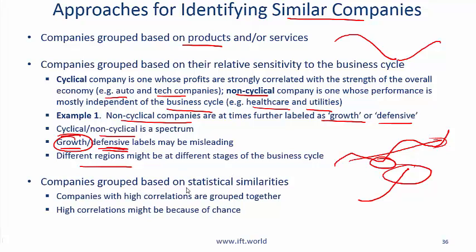Companies can also be grouped based on statistical similarities, but this is generally discouraged. Just understand what this is though. Companies with high correlations are grouped together. So if you figure out somehow that fashion-based companies and fertilizer-based companies, you run some regressions and you see that over the last 10 years, their returns tend to be correlated. Now that might purely be because of chance.